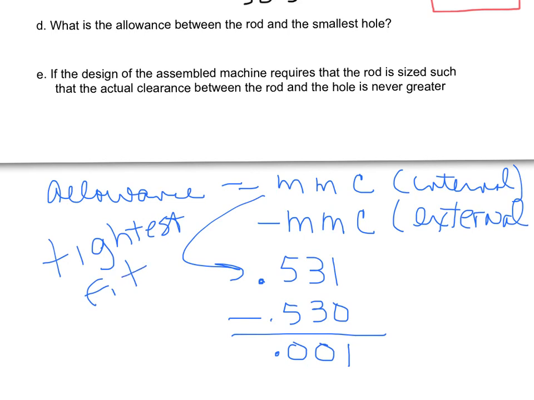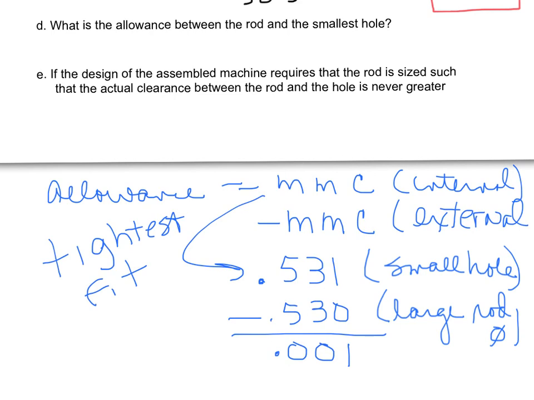Okay, so let's go back to E now. If the design of the assembled machine requires that the rod is sized such that the actual clearance between the rod and the hole is never greater than 0.005 inches, will the current rod design meet the requirements? All right, let's think about this. What would be our range? So on the one hand, we figured out that if we calculated the allowance, we had the small hole minus the large rod. So that gave us a clearance or an allowance of 0.001.